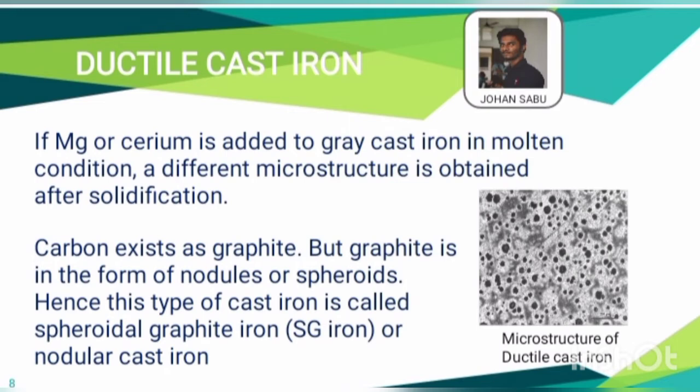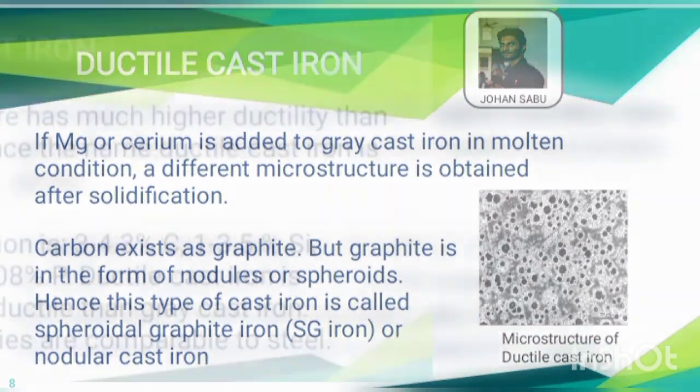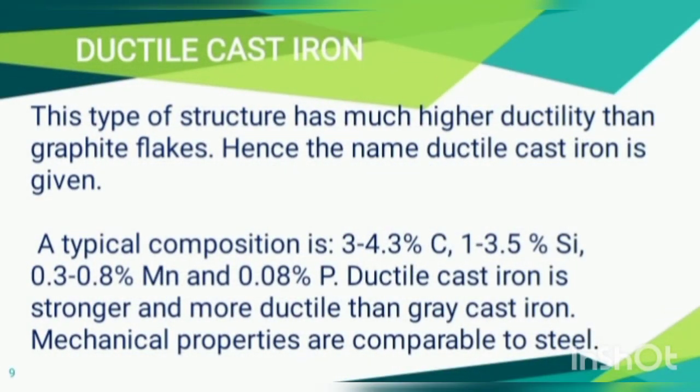This variant of cast iron is called ductile or nodular cast iron. It is also known as spheroidal graphite iron. It is called SG iron for short. Depending on the cooling rate, the surrounding matrix is either pearlite or ferrite.